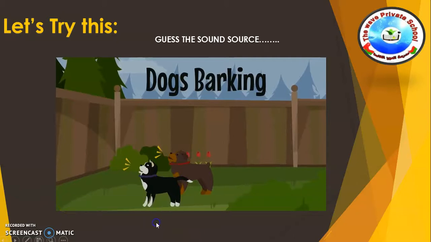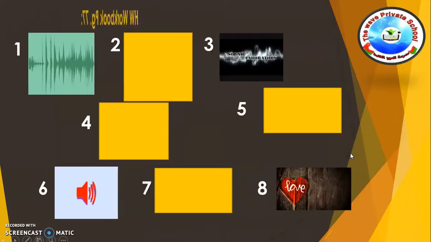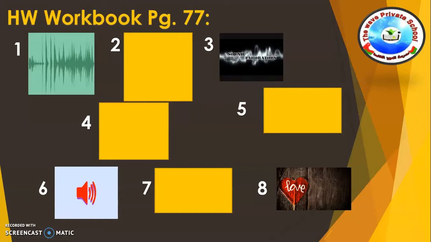Okay, now I know you understand what is sound and what are sources of sound. So this time, if you're doing your homework, workbook page 77, instead of asking somebody to make the sounds, I prepared the sounds here. All you have to do is to look at your book and then number 1 to 8 in order of the sound that I will play and the sound that you will hear.